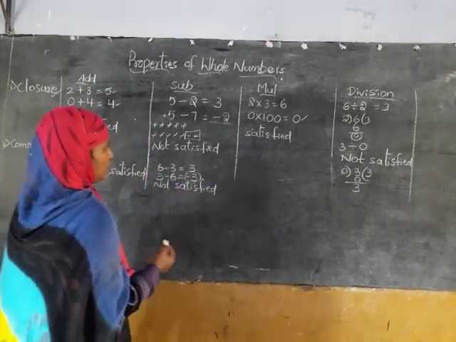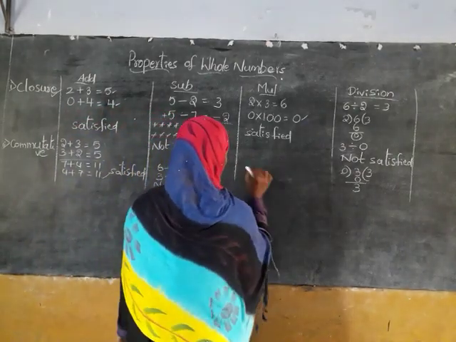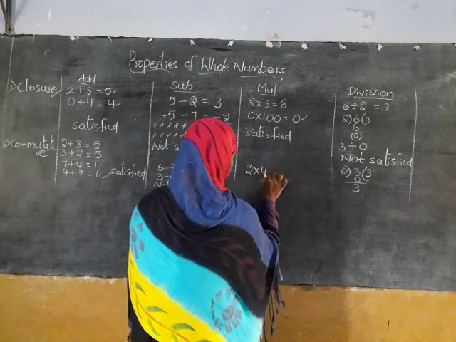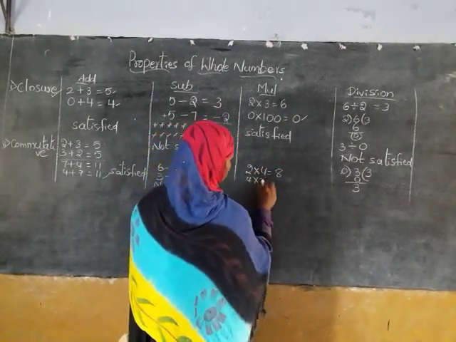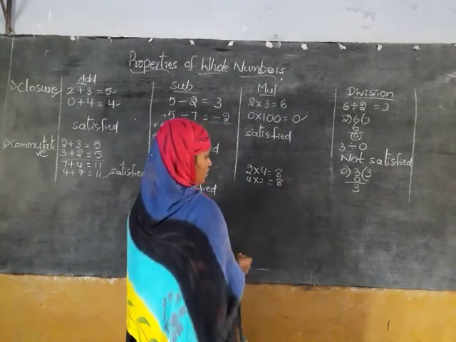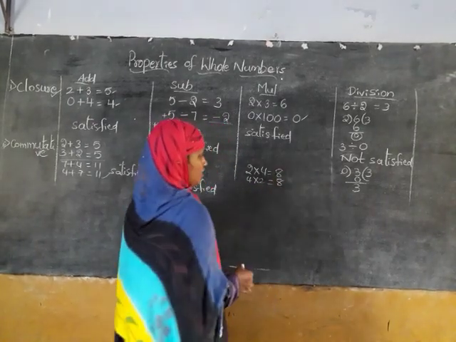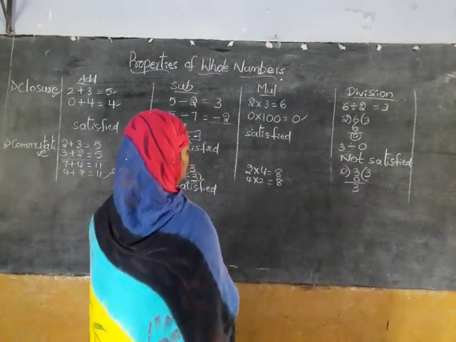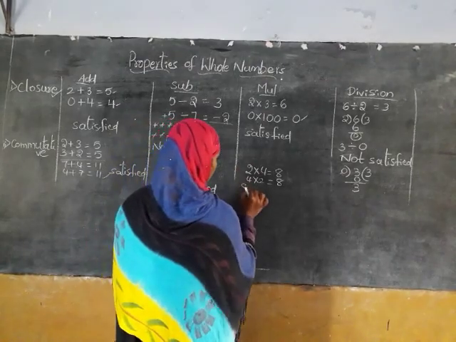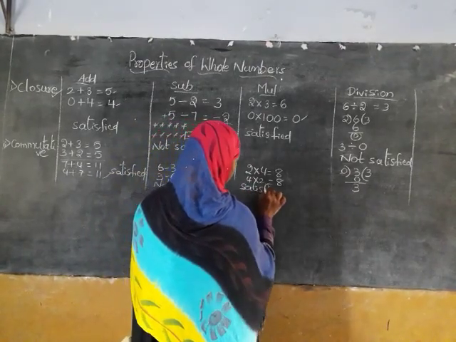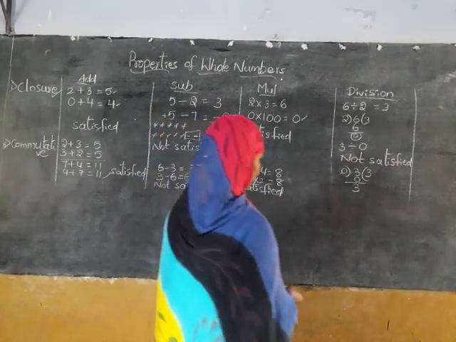Let's move to the next, multiplication. So 2 4s are 8. Interchange the numbers, 4 2s are 8. Whether you interchange the numbers, the answer is the same. From this you can say that the commutative property is satisfied under multiplication.